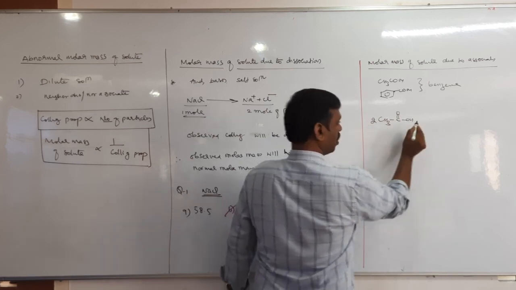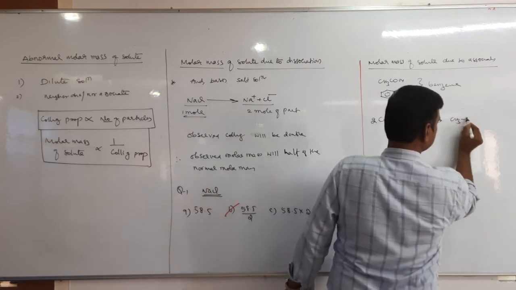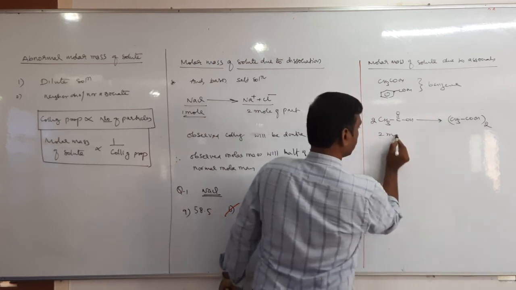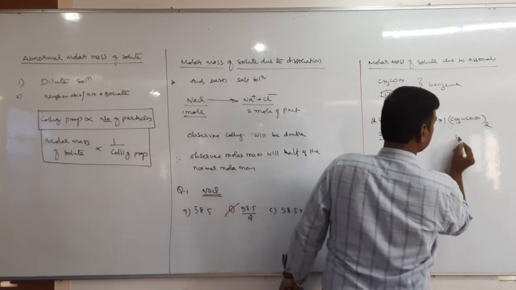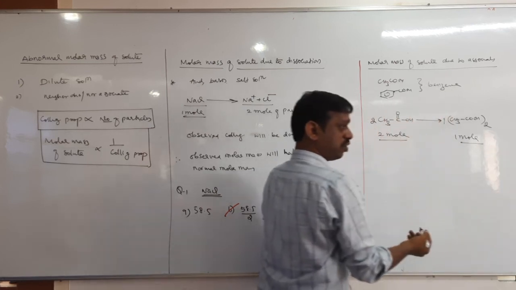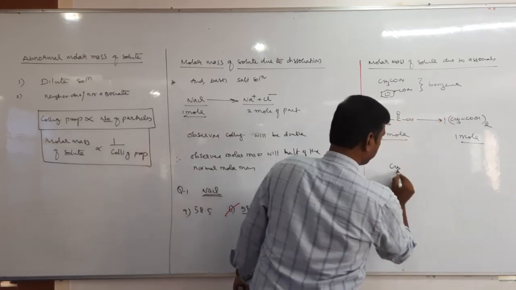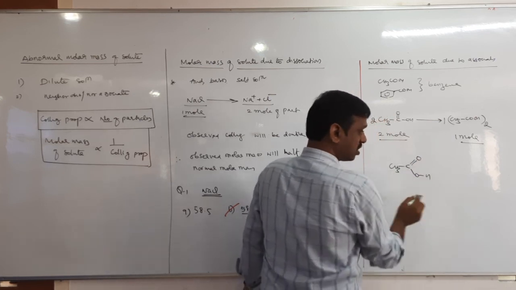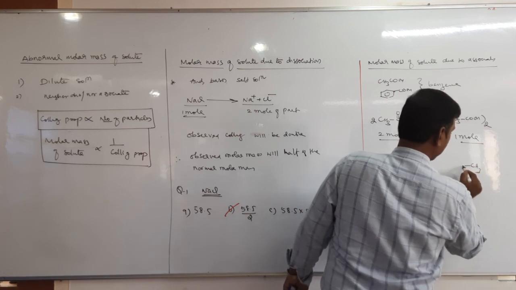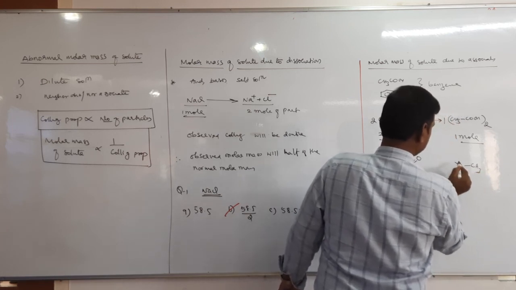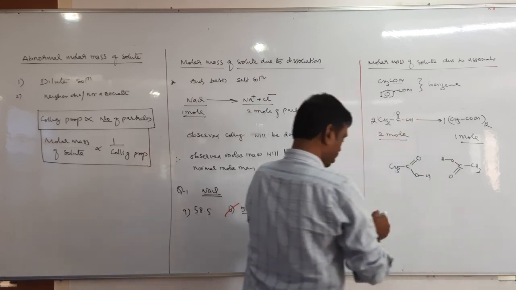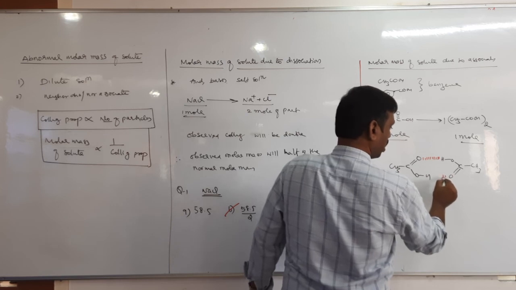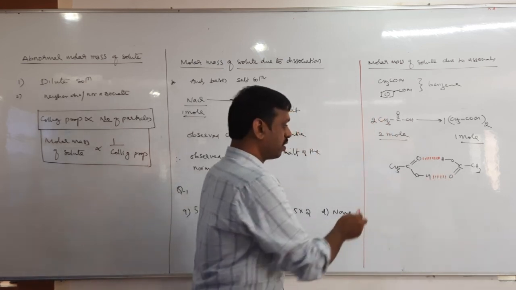Take 2 moles of acetic acid, it undergoes association and forms a dimer of CH3COOH. 2 moles of acetic acid give how many moles? 1 mole, which is called association. In association it will be like this: one acetic acid, another acetic acid like this. There is intermolecular hydrogen bonding between the 2 carboxylic acids. It forms a dimer.